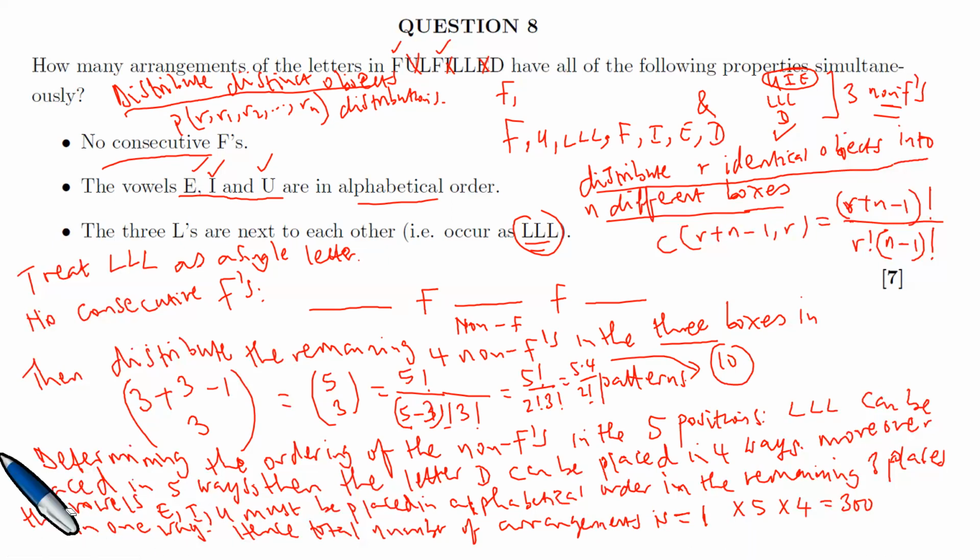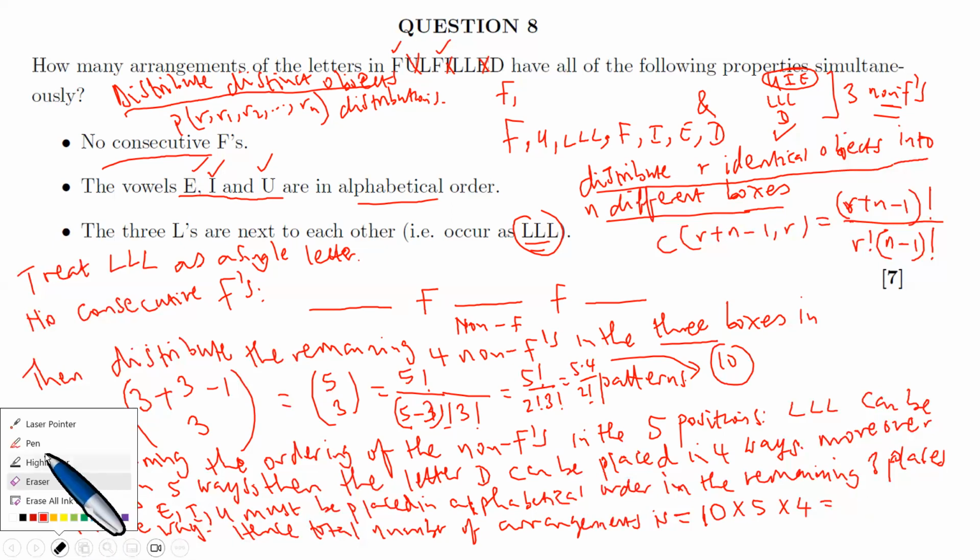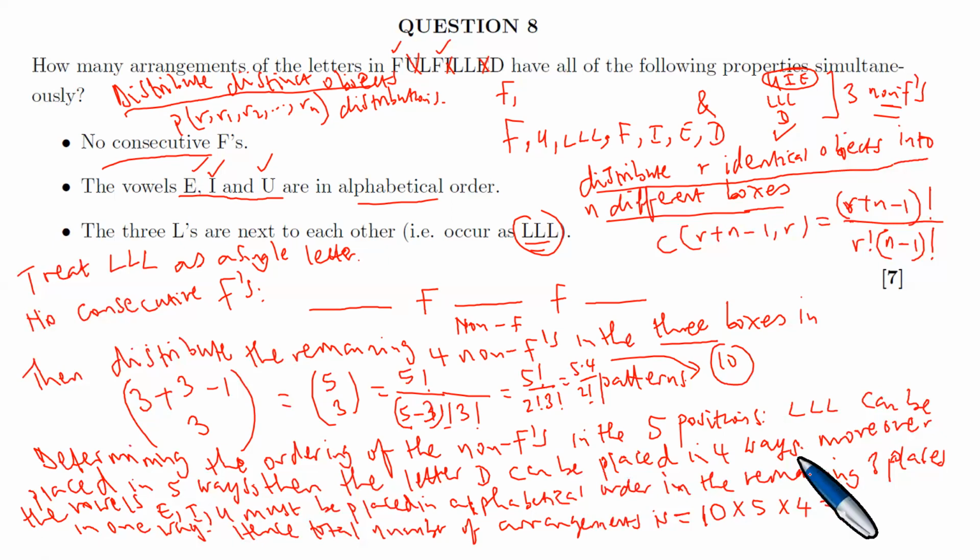Okay, it's an interesting observation you made. I mean, that's very logically acceptable. The rest is fine. So you'd have that. And this would be 10 by 5, which is 50 by 4, 200. Okay, yeah, that's correct. Okay, we'll continue.